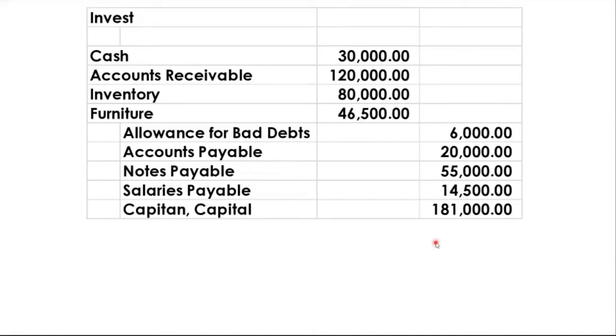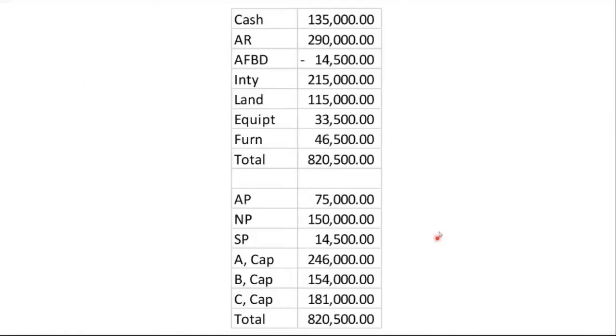So the only thing left to do is the simple balance sheet. I forgot to format this, but this is basically the balances here. So your cash will be 135,000, accounts receivable will be 290,000, allowance for bad debts will be 14,500. This is the total of the 3 allowances. Or simply, you can get 290 multiplied by 5%. This is the 5% equivalent.